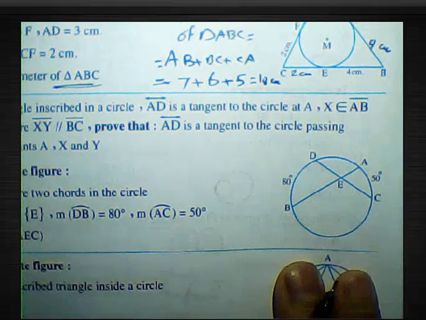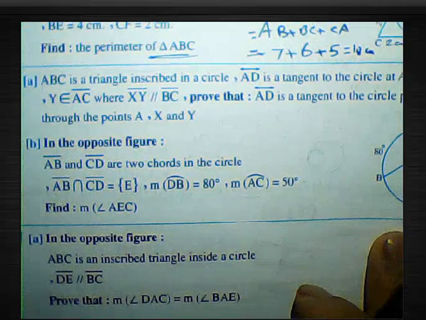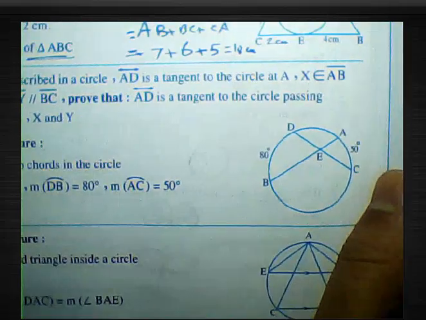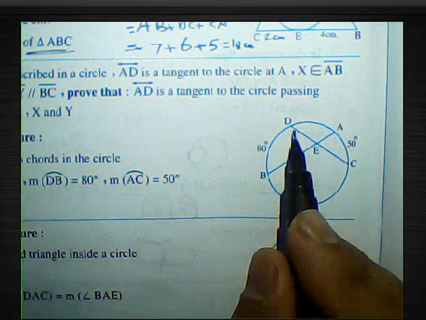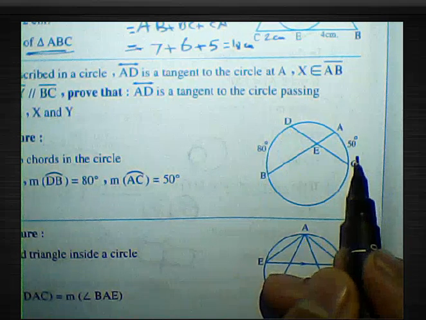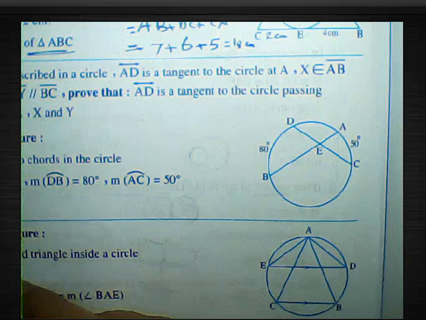Look at the circle with me here. AB and AD are two chords in the circle, intersecting at point E. The measure of arc DB equals 80 degrees and arc EC equals 50 degrees. We want to find the measure of angle E.